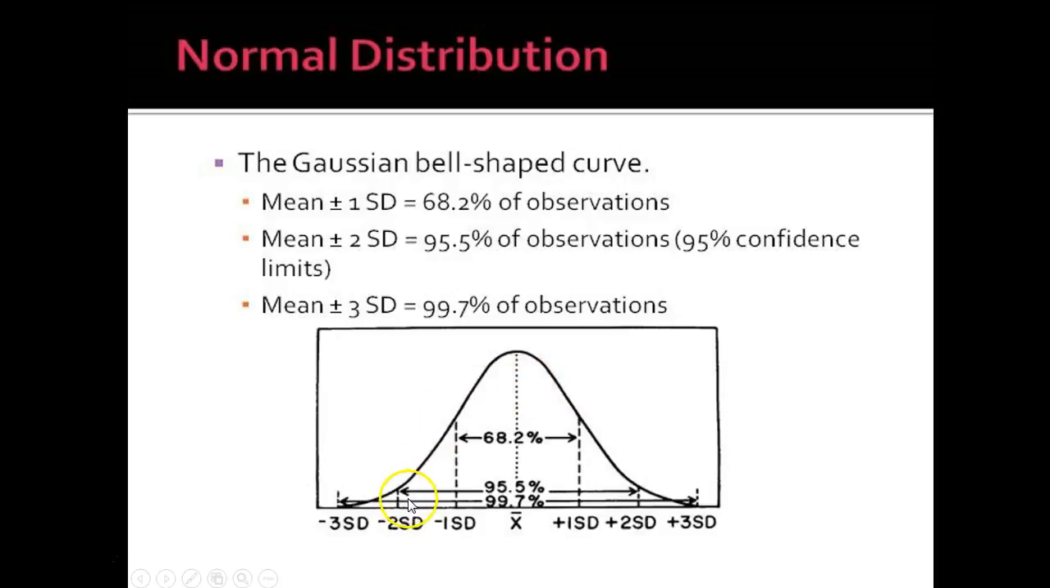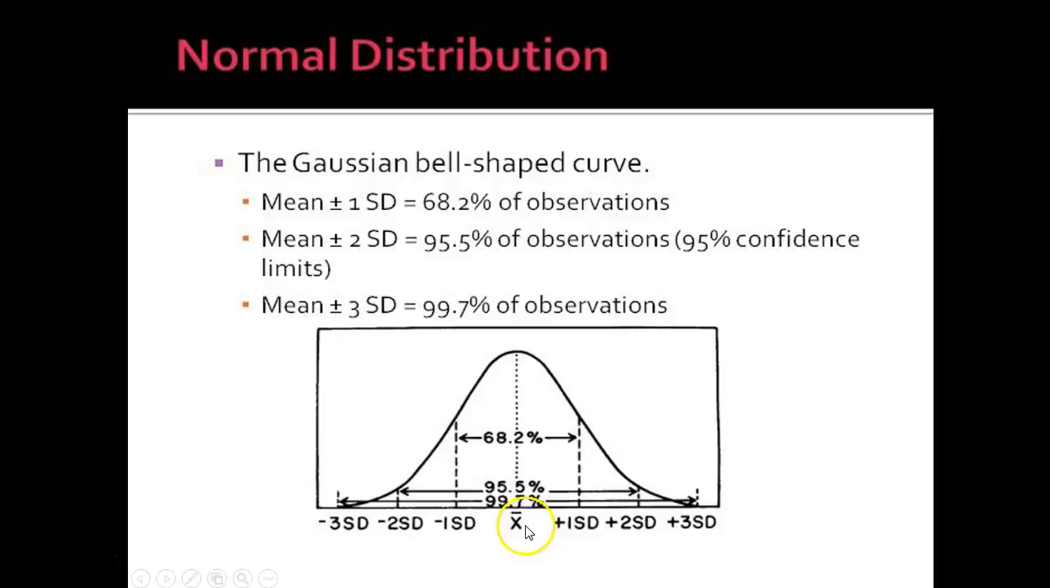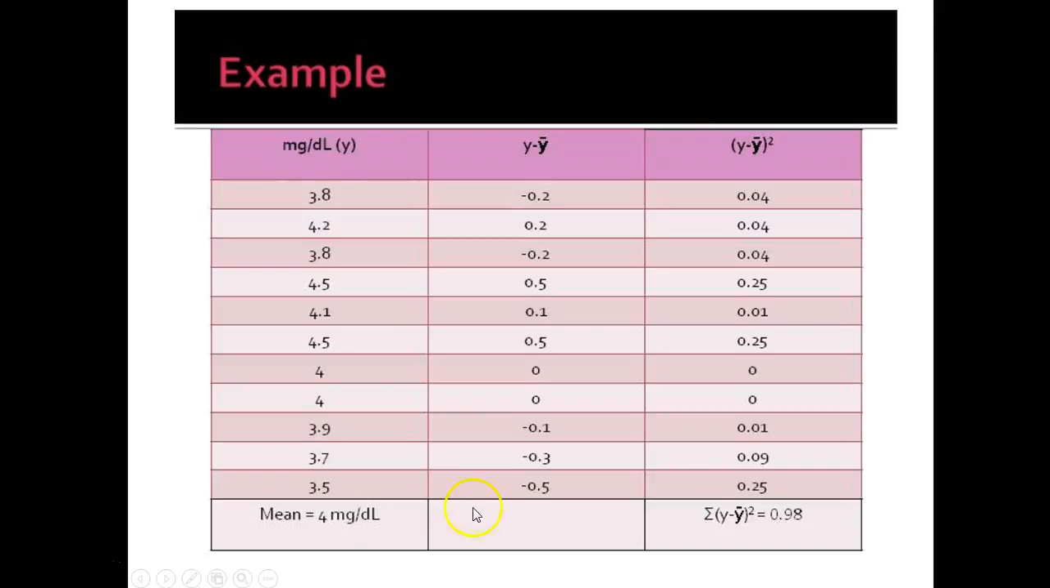The majority of them, or 68.2 of them, would be between -1 and +1 standard deviation. When we looked at what our standard deviation was, it was 0.3. So what that means is -1 would be 3.7, +1 would be 4.3. The majority, or 68.2% of them, would fall between those. And I think if I jump back up to these numbers, you would agree. Between 3.7 and 4.3 is about 70% of those numbers.